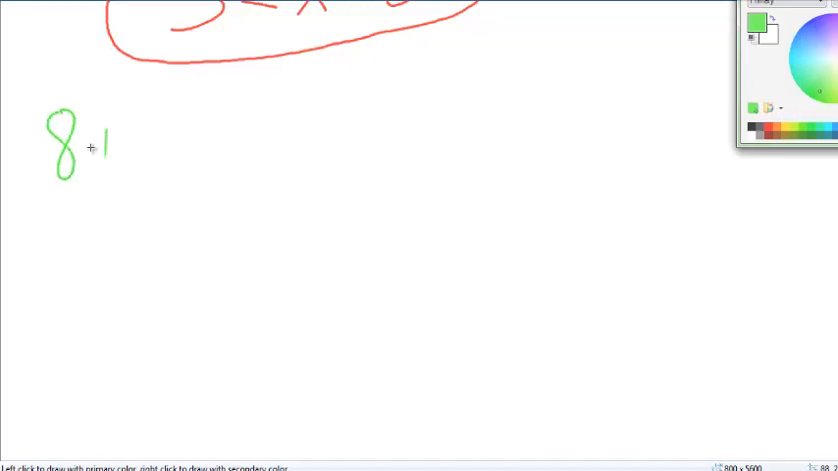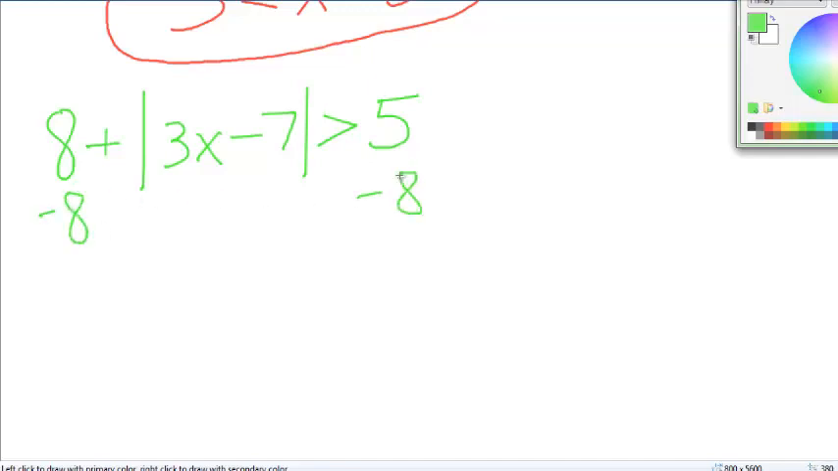8 plus the absolute value of 3x minus 7 is greater than 5. Now, maybe if you're really thinking, you already see the problem. What are we going to do? We subtract 8 to make it more obvious, and now we've got the absolute value of 3x minus 7 is greater than negative 3.